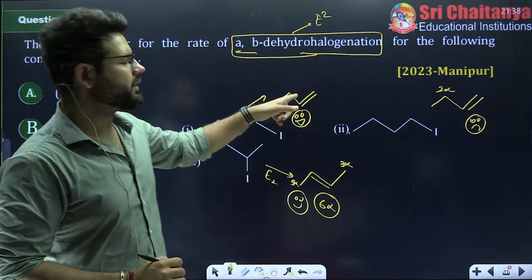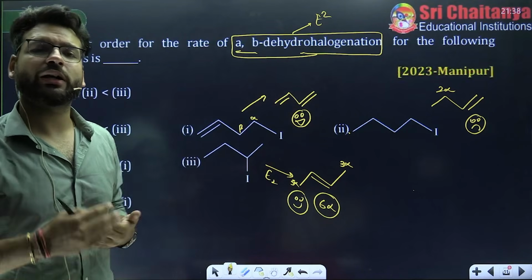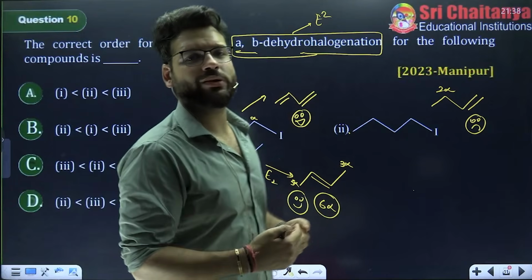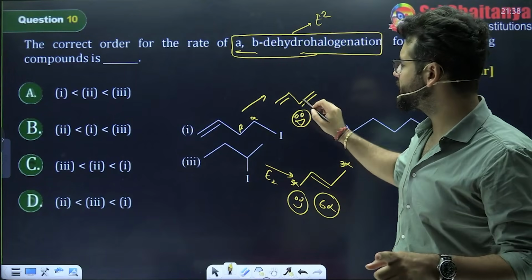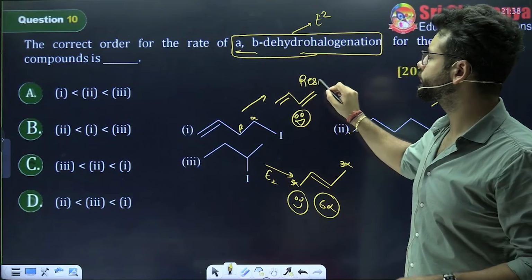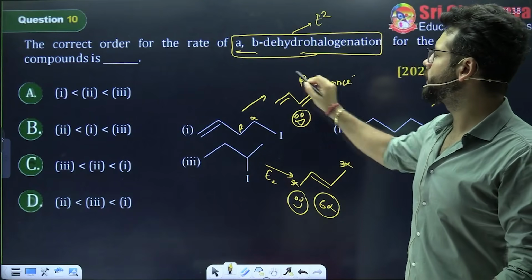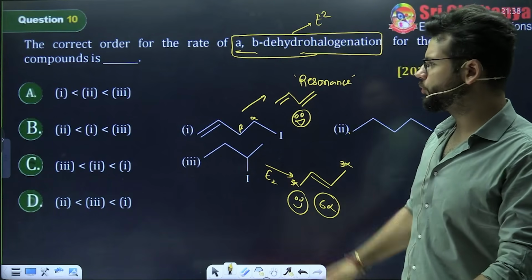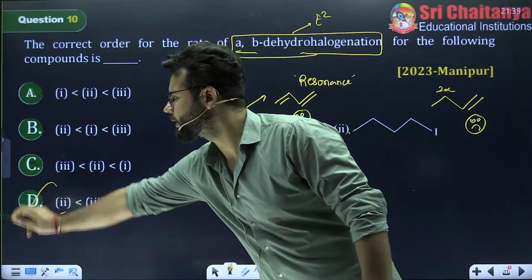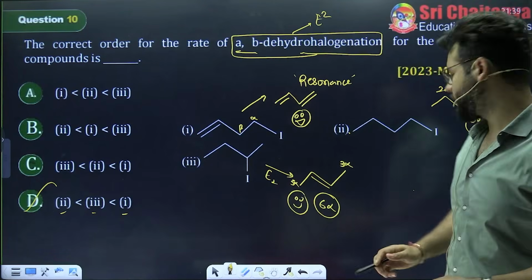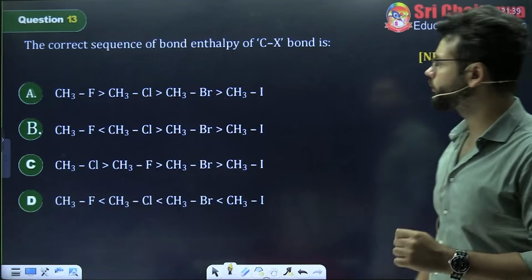But don't think here that there are 0 alpha hydrogens, because resonance is a more important, more stabilizing factor than hyperconjugation. So resonance has to be checked first. This is the best because of resonance. Resonance stabilized. So 1 is most reactive, then 3, and 2 is least reactive. Okay, nice question. Moving to the next one.